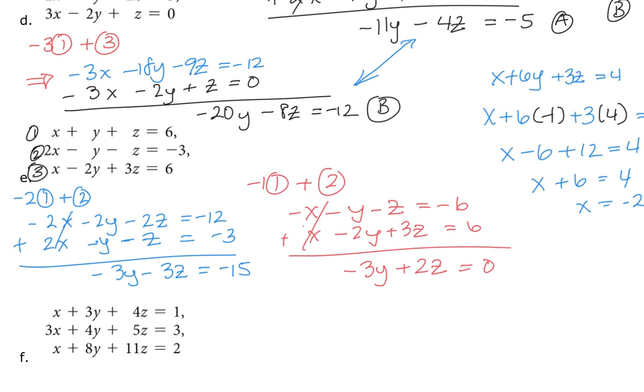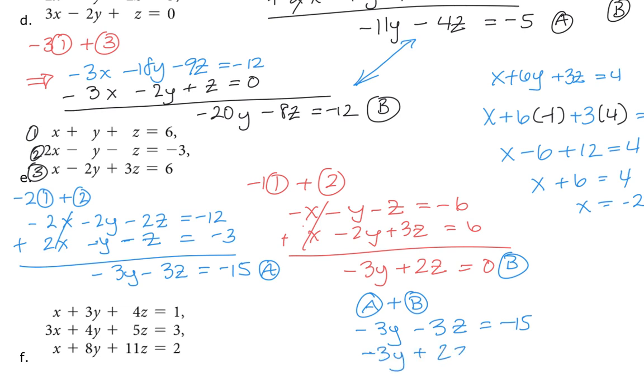Now I have this equation I'm going to call A, and I have this equation I'm going to call B. So I'm going to add A plus B. So equation A is negative 3y minus 3z is equal to negative 15. And then I have negative 3y plus 2z is equal to 0. And actually I need to multiply a negative 1 times A so that we can have elimination. So that will be a negative, that will become positive, and that will also become positive.